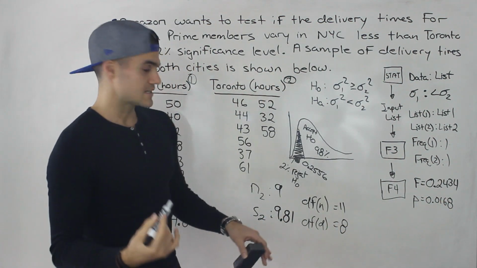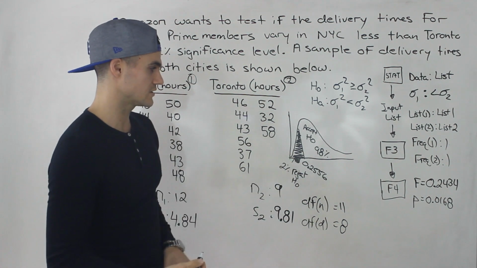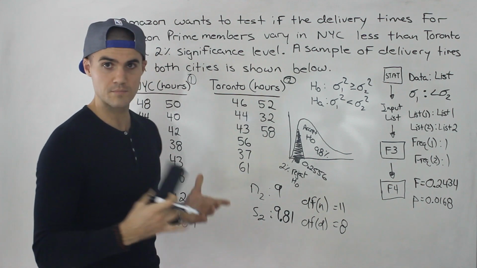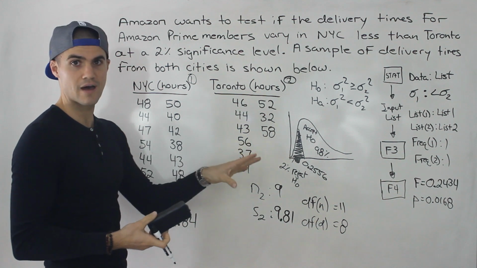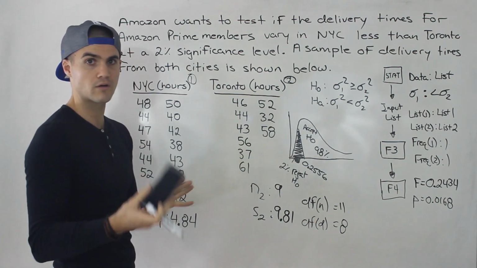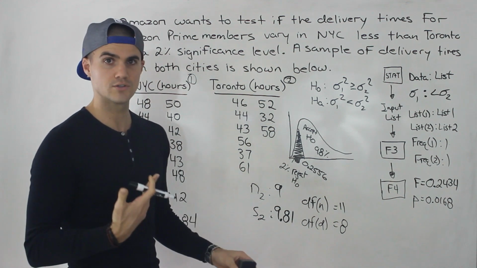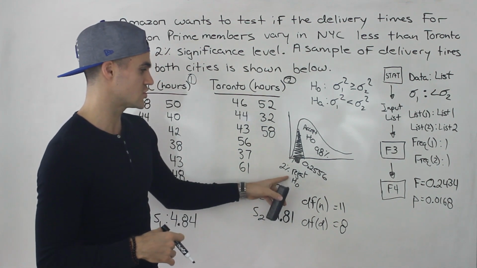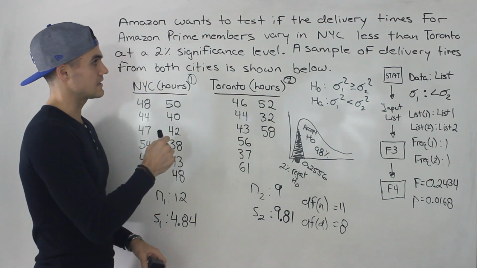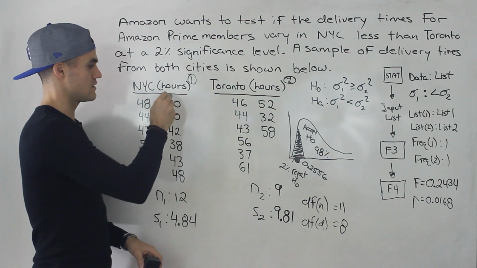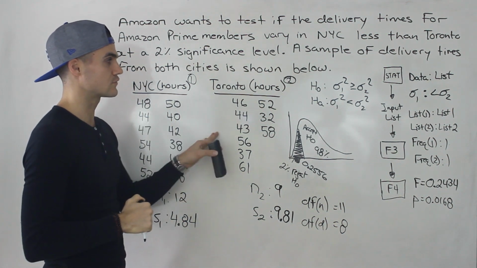Right? So if we look at the test statistic compared to the critical value, notice that it falls here, right? So we're rejecting the null. Or if we want to look at the p-value, compare it to the significance level of 2%, notice the p-value is less than the significance level. Whenever that happens, we are rejecting the null. So whichever way you do it, you're coming to the same conclusion. We're rejecting that null hypothesis. So there is evidence saying that the delivery times in New York City vary less than the delivery times in Toronto.